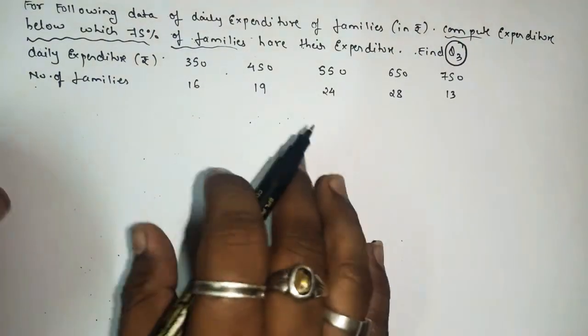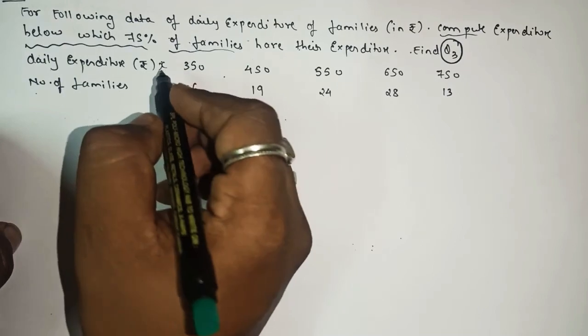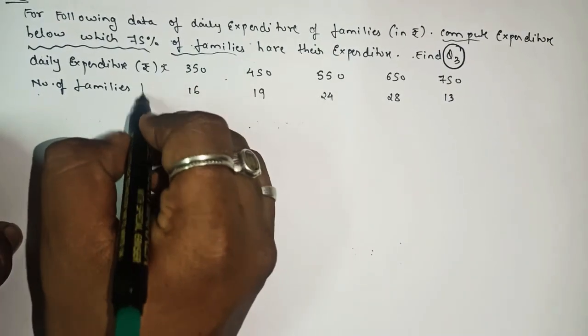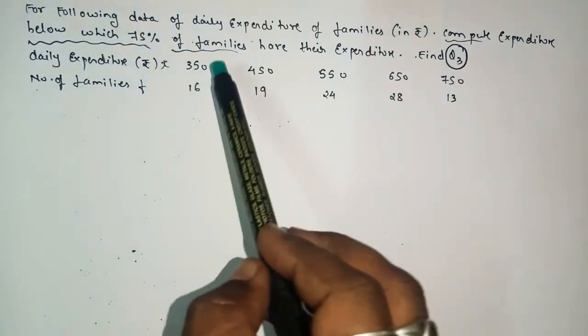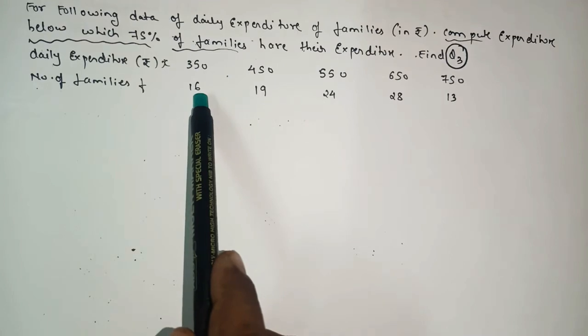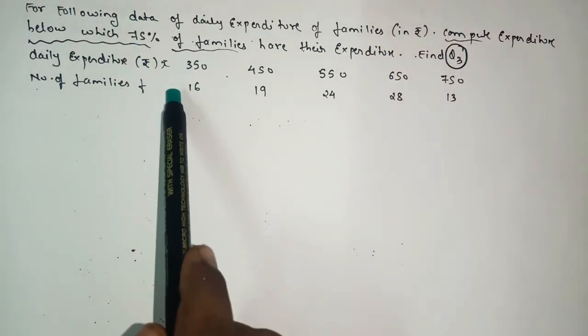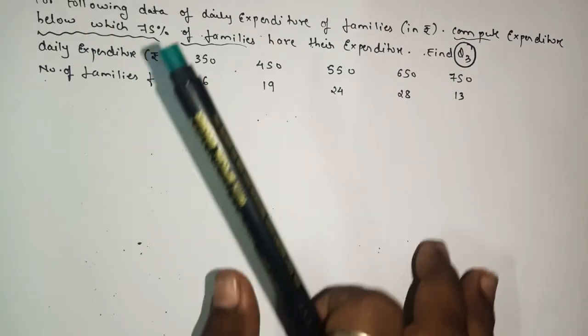Okay, so here we have daily expenditure, which is in rupees. We'll take this first as x and second as f. Okay, now daily expenditure is 350 for how many families? How many families are there whose daily expenditure is 350? There are 16 families whose daily expenditure is 350.